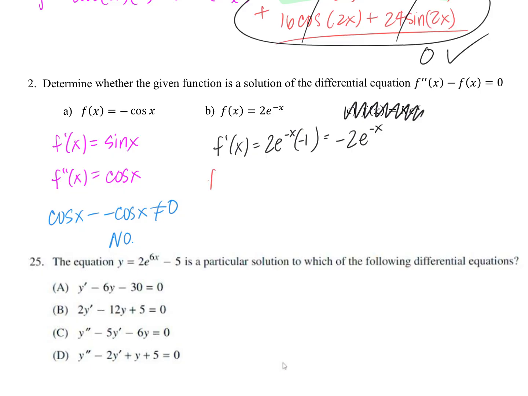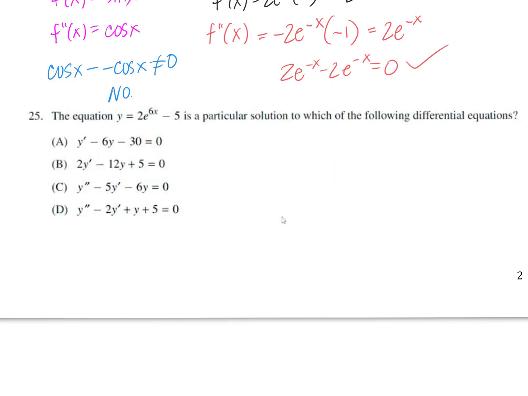Let's go find f double prime. Don't overthink it, y'all. The derivative of e to anything, everything stays. Negative 2e to the negative x, times the derivative of that upper exponent, which is negative 1. That would be 2e to the negative x. Is f double prime minus f going to get me 0? Thumbs up. You're like, yeah, 2e to the negative x minus 2e to the negative x is 0.